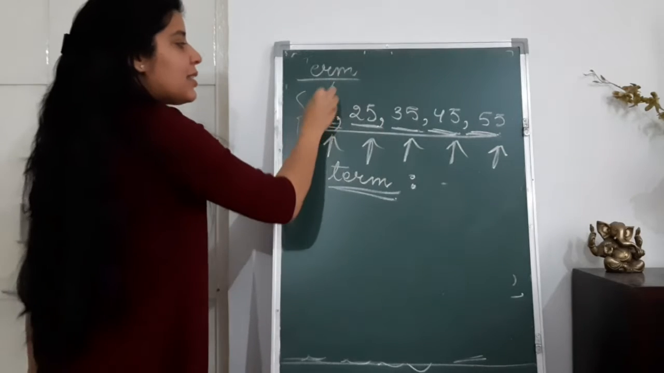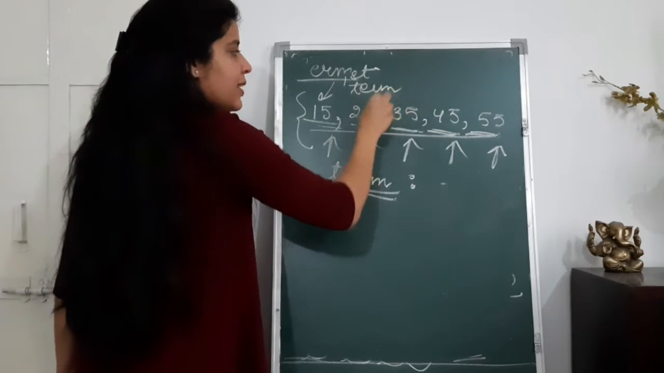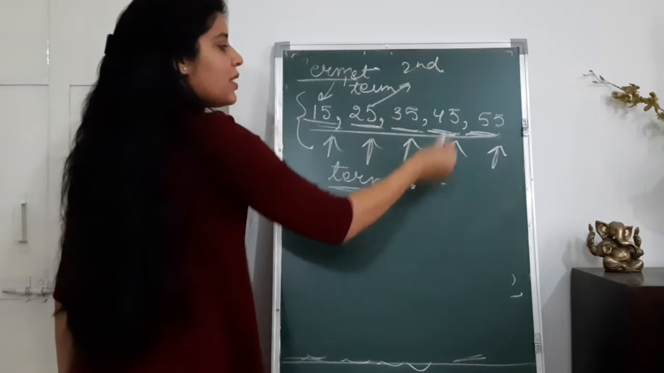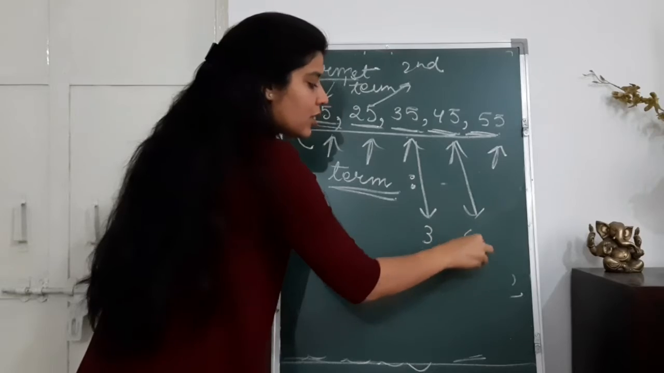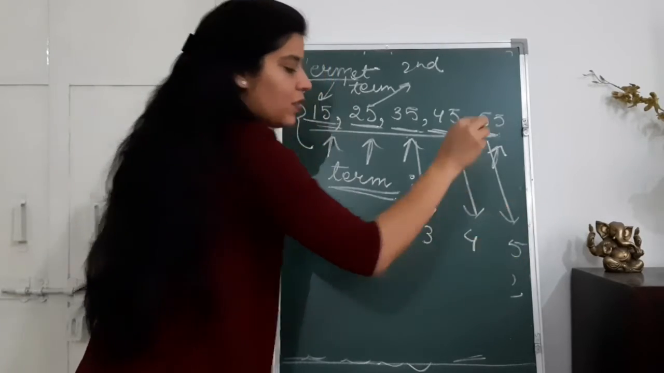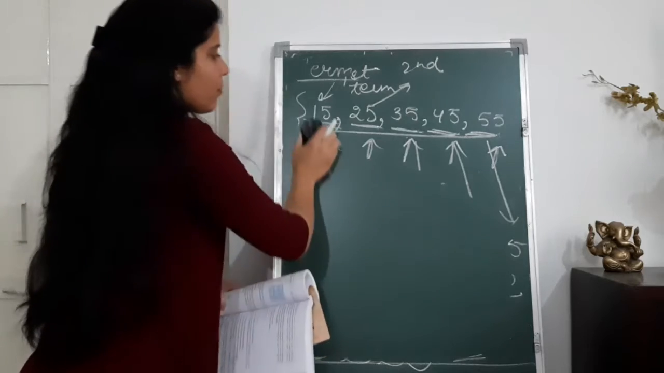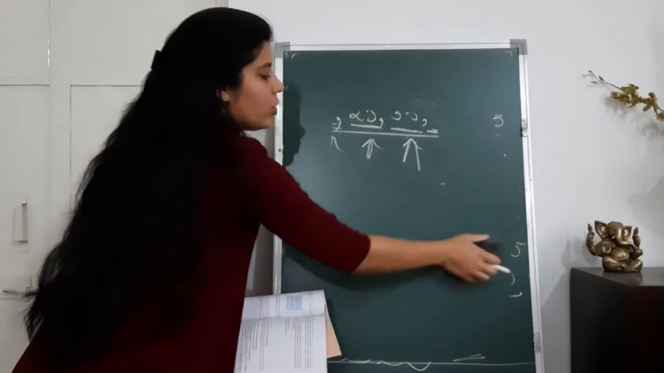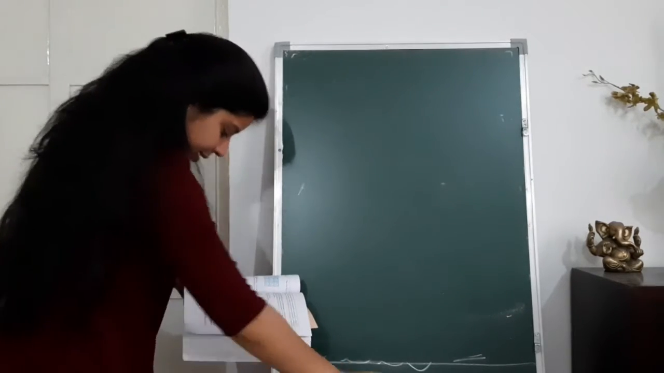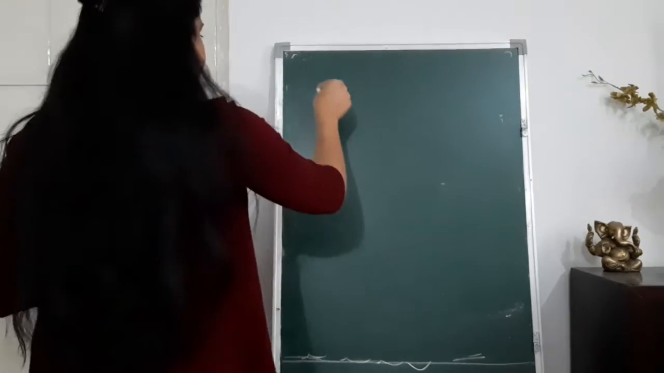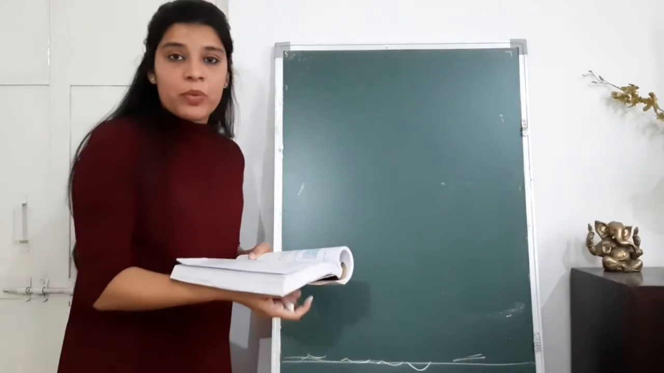For example, this is the first term of the series, this is the second term, this is the third term, this is the fourth term, and this is the fifth term of this series. Now we go to some other terminology, which is common difference. So I hope you all are clear what exactly is arithmetic progression.